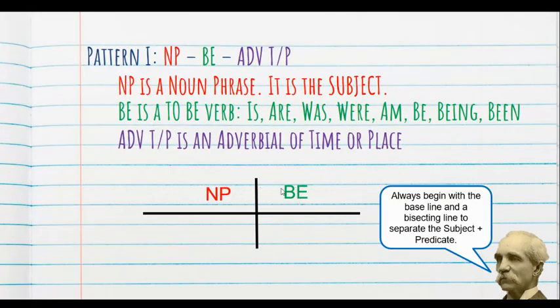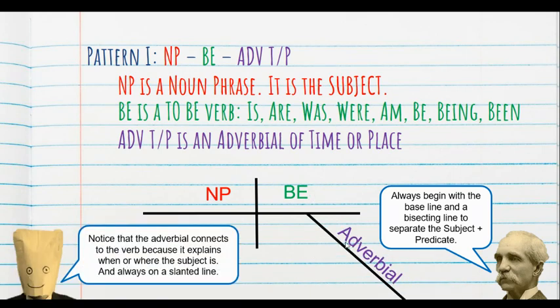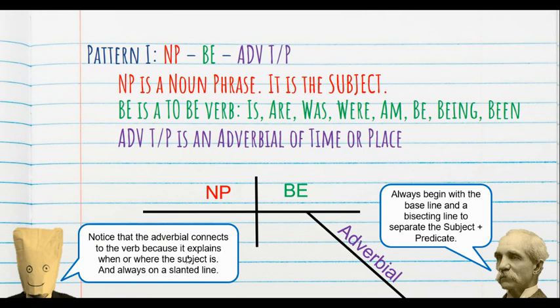So right now it's pretty logical. If I have a subject verb, I have a subject verb like this. Now down here's where the adverbial is going to be. So the adverbial, basically what it's going to do is it's going to explain when and where the subject is. When was this, or where is this? And so when something's underneath the diagram, it's always going to start off on a slanted line.